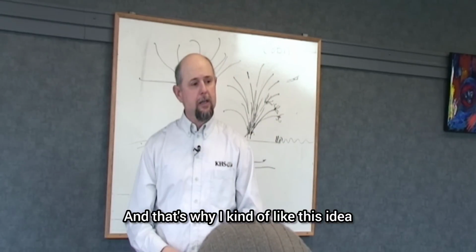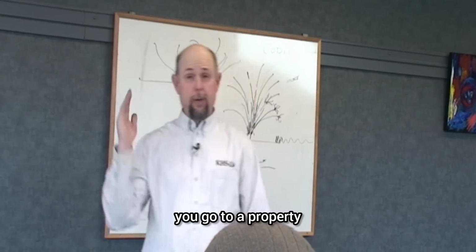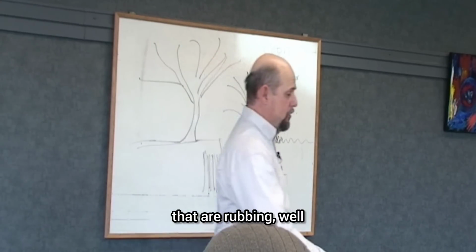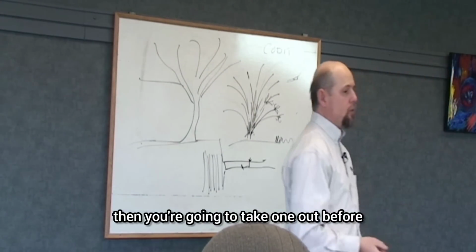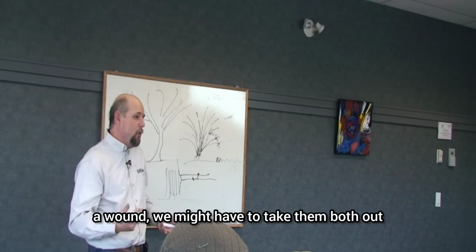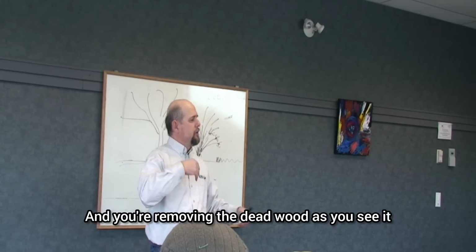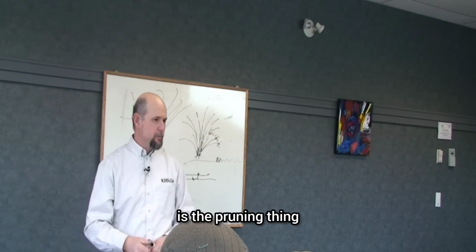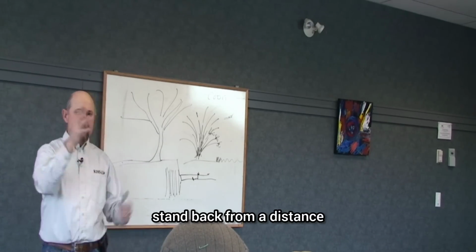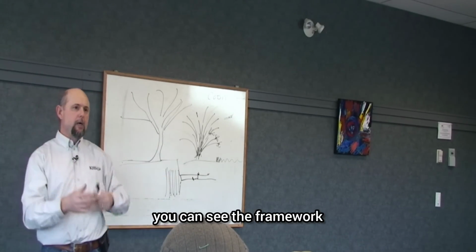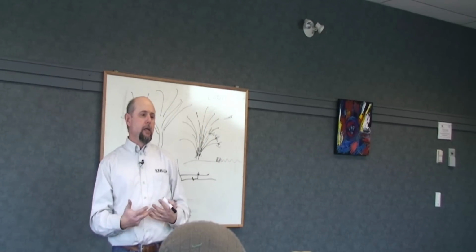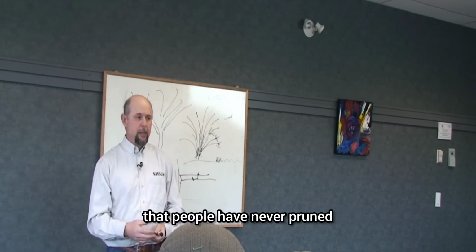And that's why I like this idea that you go to a property, and you eyeball the trees all the time for problems. If you happen to see branches that are rubbing, then you're going to take one out before it causes a problem. And if it's already opened up a wound, we might have to take them both out. And you're removing the dead wood as you see it. It's just ongoing, the pruning thing. In the wintertime, you have the ability to go through and look at the tree carefully, stand back from a distance, and see the framework. And you will see that you're sometimes better off with trees that have never been touched, that people have never pruned.